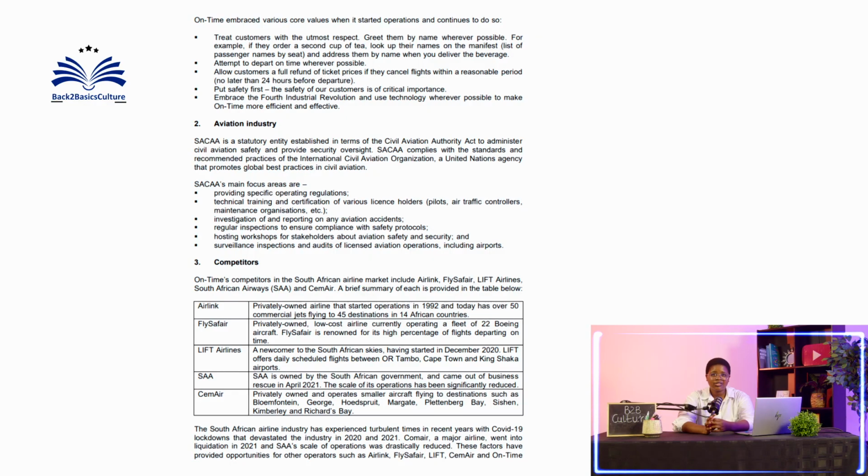But we don't want to end there. We said our objective is to grow. So let's look at what other competitors have to offer. Then we are told about SAA. This is an airline that is owned by the South African government and came out of business rescue in April 2021. So the scale of its operations has been significantly reduced. Highlight, significantly reduced. What does it mean?